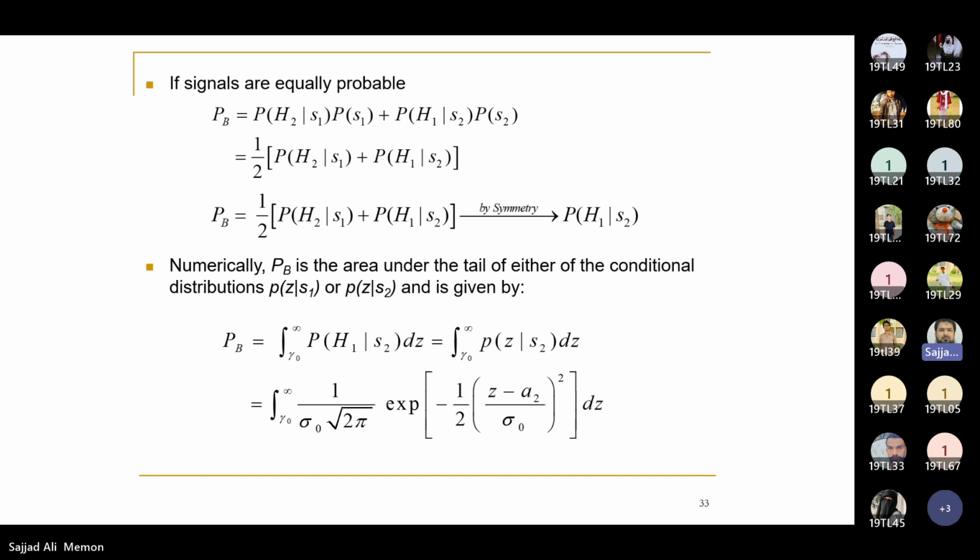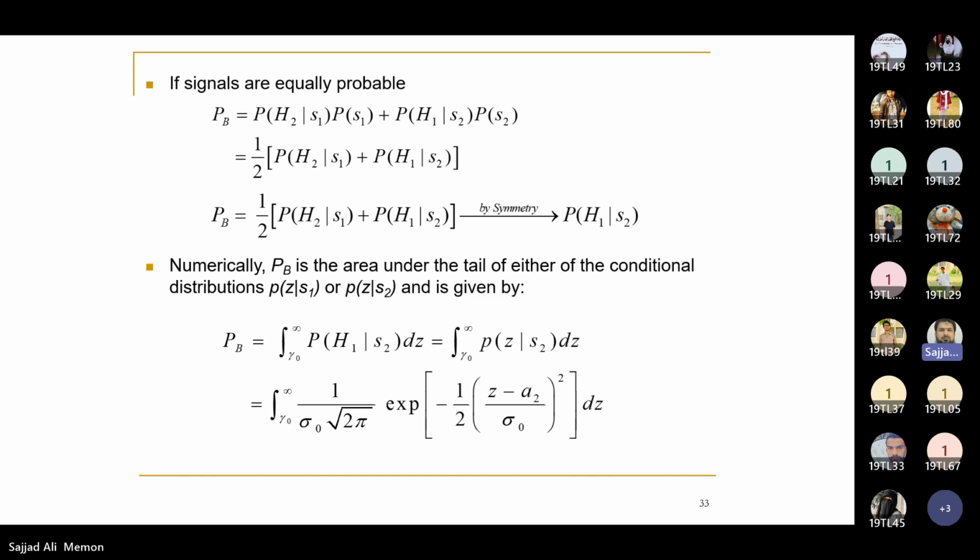But we know that the probability of S1 and the probability of S2 is 1 over 2. So we can take 1 over 2 common, and the two probabilities are the probability of having H2 while S1 was transmitted and the probability of having H1 while S2 was transmitted. By similarity, both will be equal to each other, so we can choose only one, that is P of H1 given S2 or P of H2 given S1.